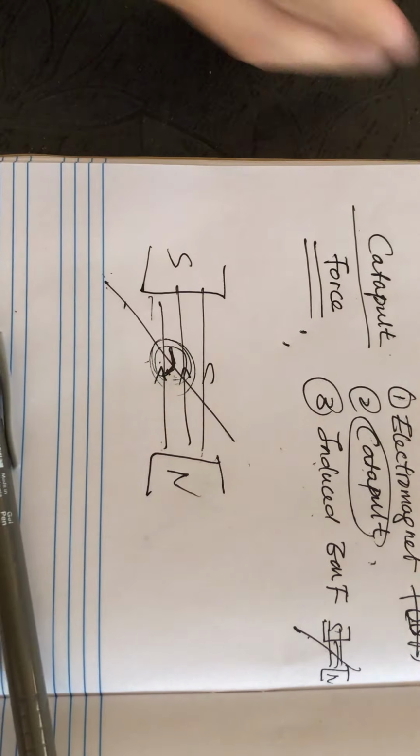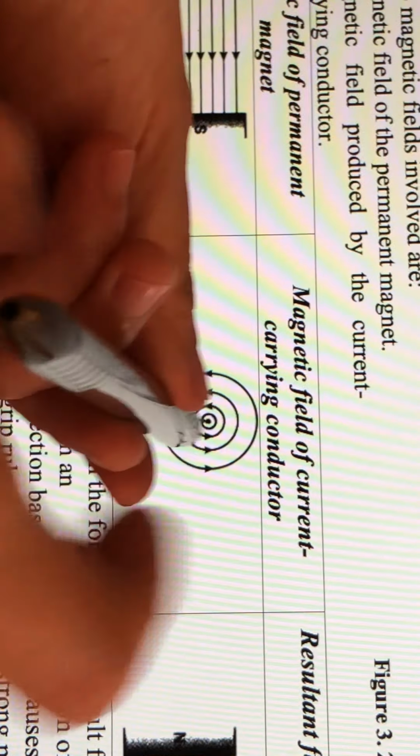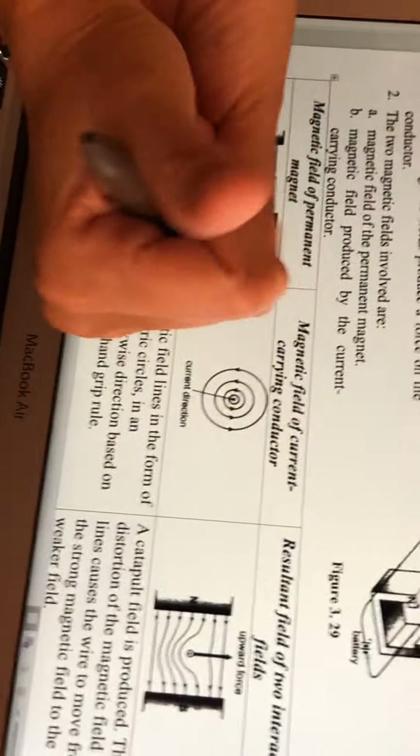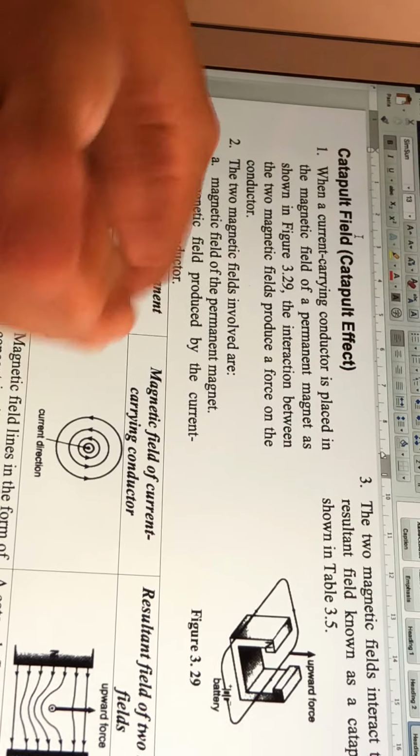Now look here, this is in your notes. The first one is the permanent magnet, and the field always comes out from North Pole to South Pole. The second one, you imagine you have one wire like that. A dot means the current comes out, and a cross means it is going in. So imagine your current is coming out. Using the right hand grip, if you still remember, the magnetic field lines are anti-clockwise.